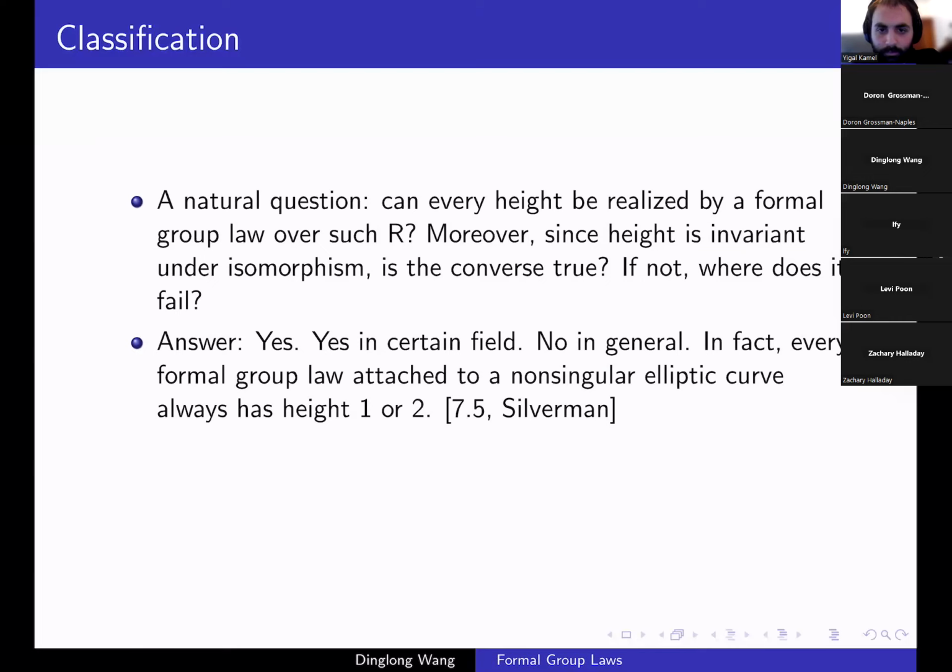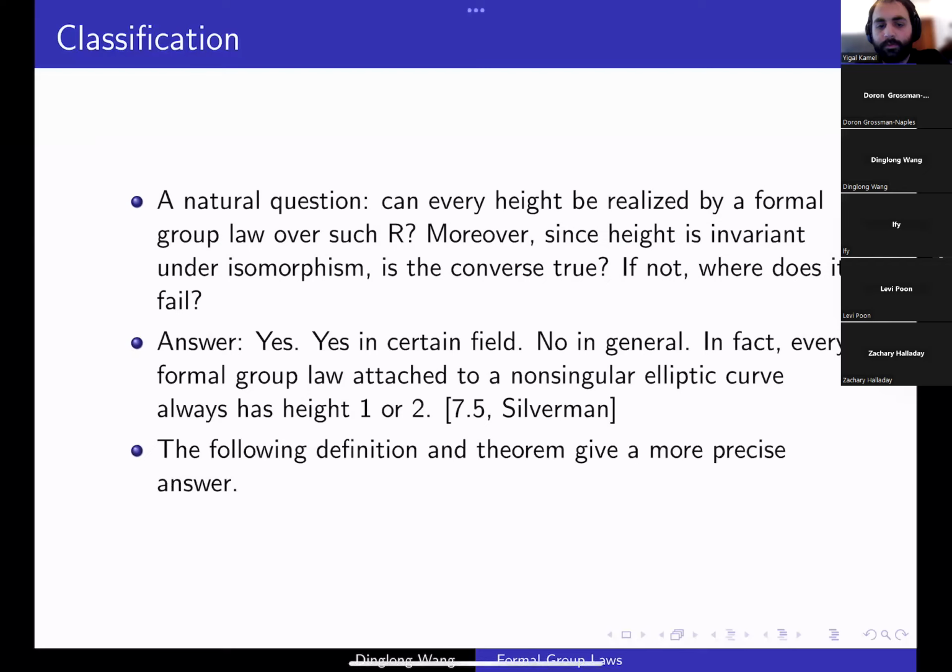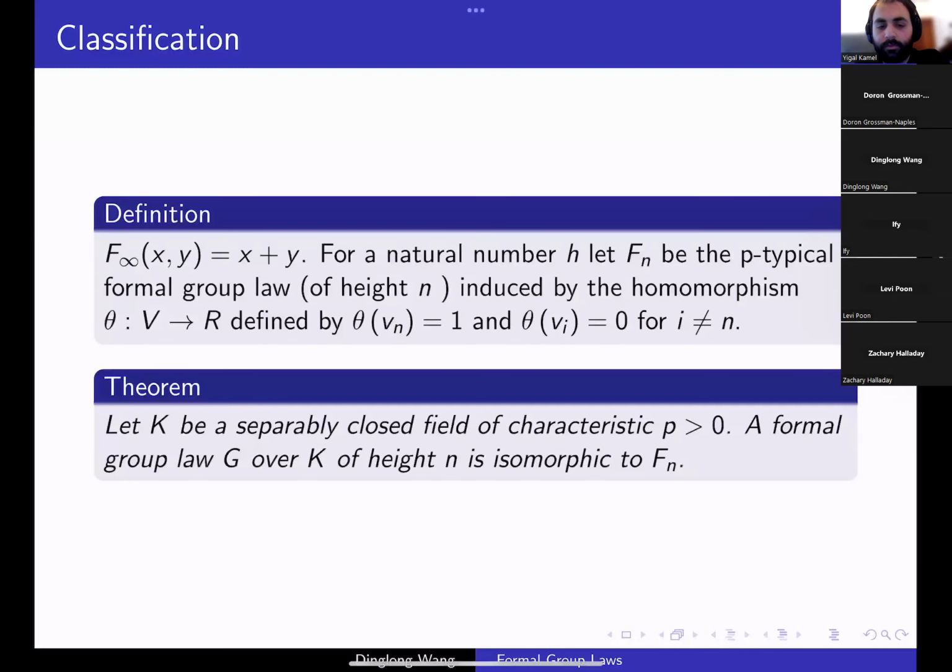In fact, every formal group law attached to a non-singular elliptic curve always has height 1 or 2. And that's section 7.5 from Silverman's The Arithmetic of Elliptic Curves, I think. The following definition and theorem give a more precise answer. First, the definition. In the definition, there's a construction of a formal group law of height n.